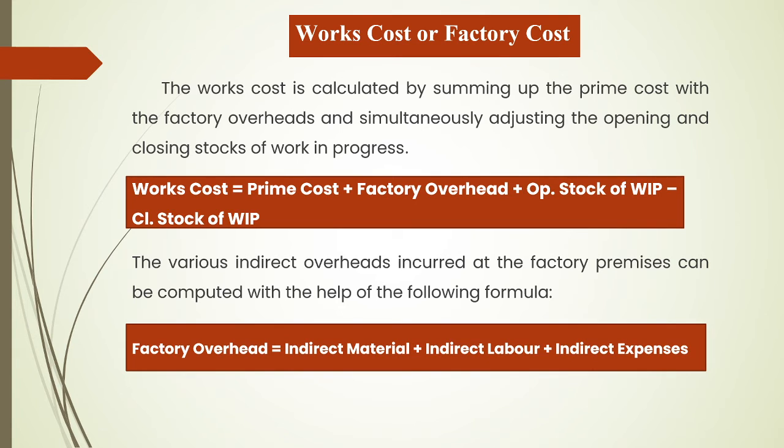So friends, prime cost, add factory overheads, add opening stock of work in progress, less closing stock of work in progress, less sales of scrap or defective of work in progress is known as factory cost or work cost. I repeat again, prime cost plus factory overheads plus opening stock of work in progress less closing stock of work in progress less scrap or defective of work in progress is known as factory cost or work cost.